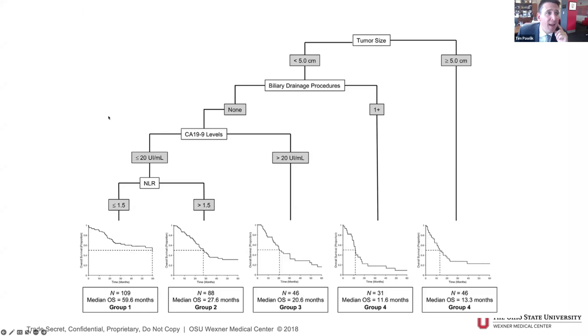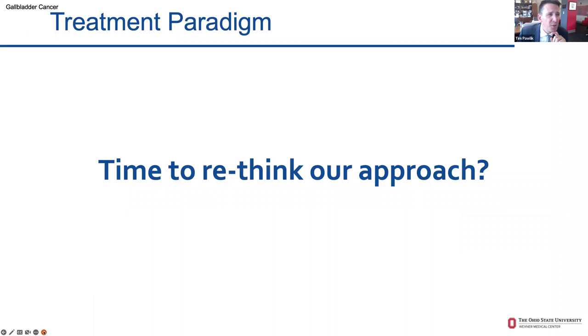And perhaps not surprisingly, what we found is that those patients who have larger tumors, so greater than 5 centimeters, patients who have biliary obstruction or jaundice that require drainage procedures, people who have higher CA19-9 levels, and those patients who have a neutrophil to lymphocyte ratio greater than 1.5, all have significantly worse prognosis, and about 40 to 50% of them will recur within 1 year. So that kind of begs the question, do we need to rethink our approach, right?